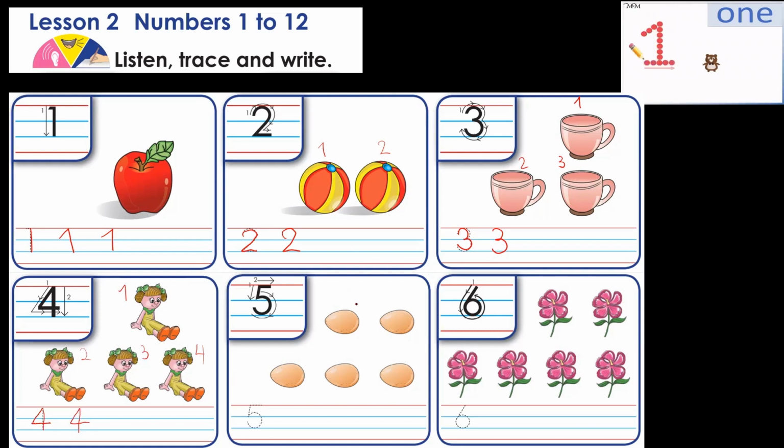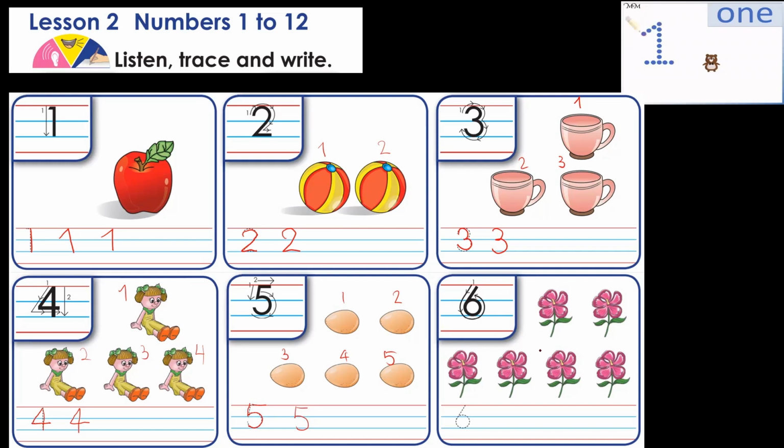Perfect. Now let's go on to the next one. Do you see eggs? So let's look at here. How many eggs do we have? We have 1, 2, 3, 4, 5. So how do we write down 5? Down, round, cross, 5.